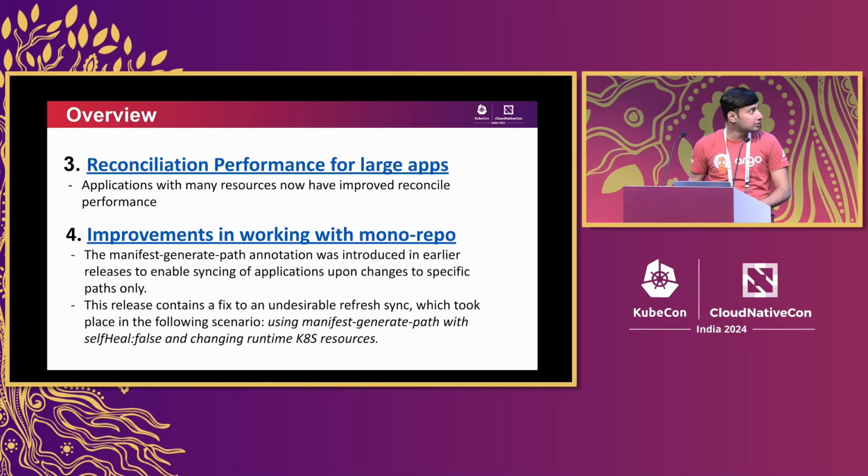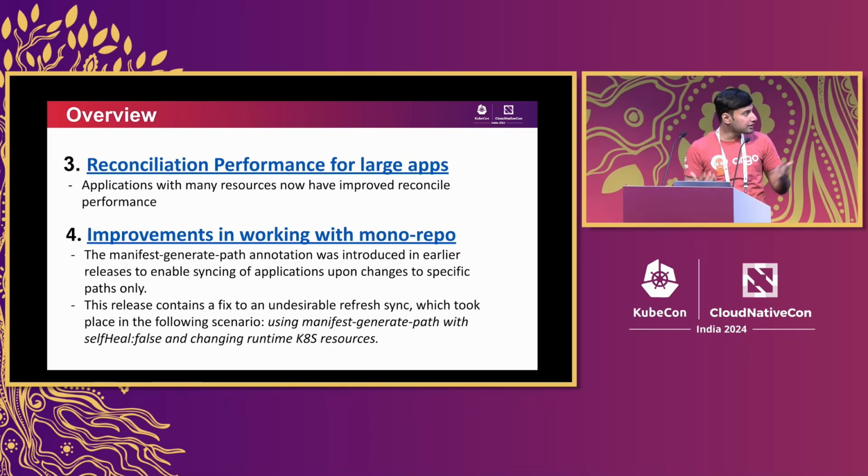To be honest, my personal favorite is the improvements in working with mono-repos. A mono-repo is a single Git repository in which all your application source code and your application manifests are lying. You already have an annotation called manifest-generate-paths, which makes sure that whatever paths you specify in it are the ones considered. Argo CD is going to sync changes only if the changes have occurred in the manifest-generate-paths. And this specifically works for your Argo CD mono-repo setup.